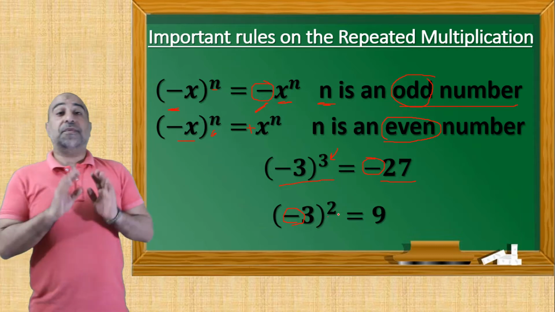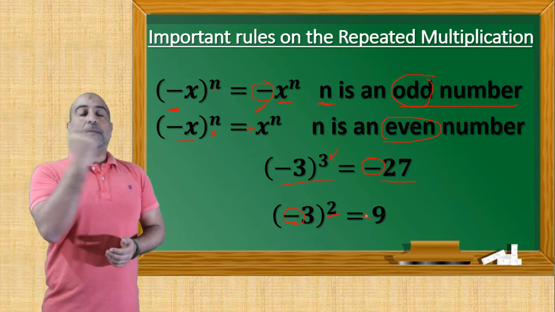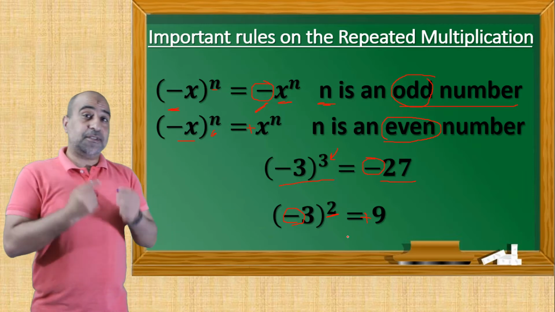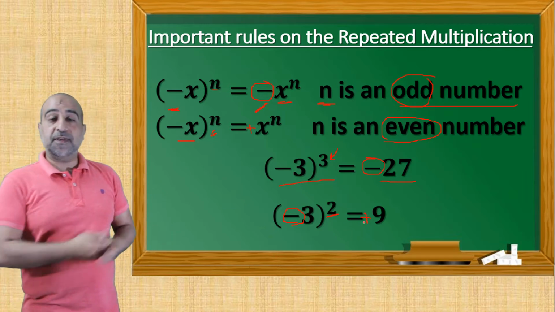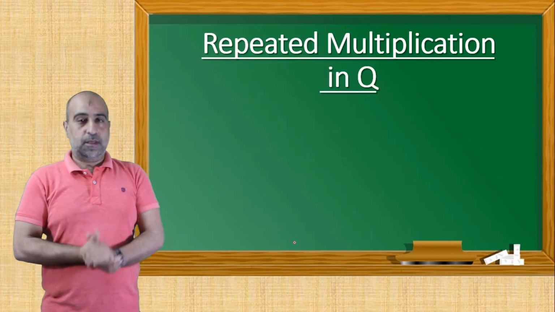Another example, (-3)^2. The power is 2, an even number, so the result will be positive, not written. Then 3 to the power of 2 equals 3 times 3 equals 9.